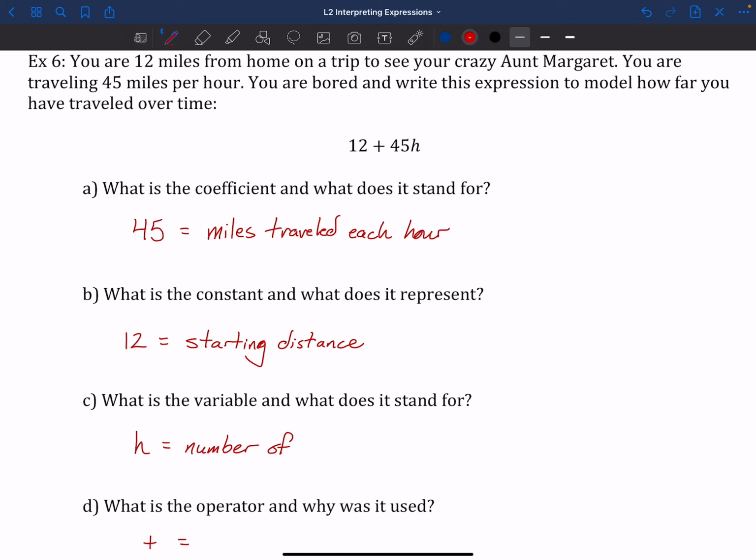The h, again, the variable is the number of something. And in this case, the something is hours, right? So again, I'm looking at the expression. It's 45 with the h next to it. I'm looking back in the problem, 45 miles per hour, right? So h is the number of hours.